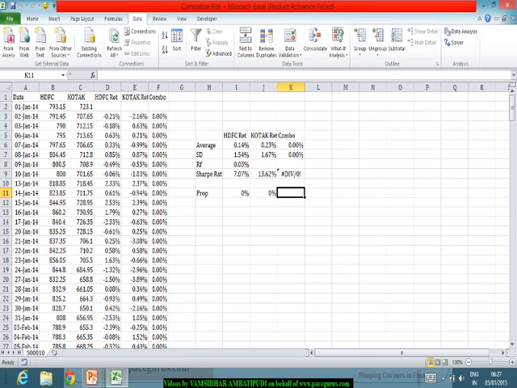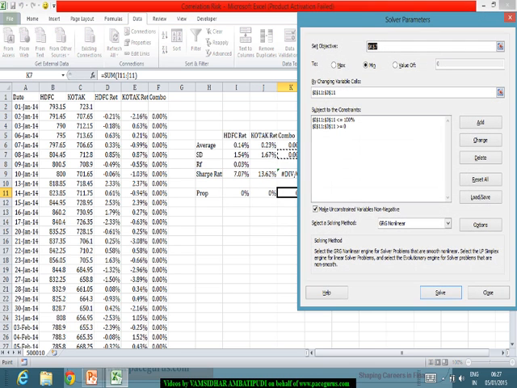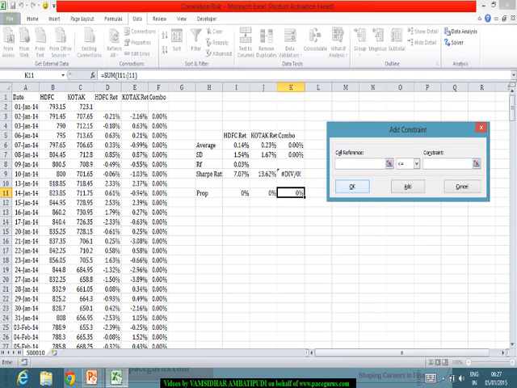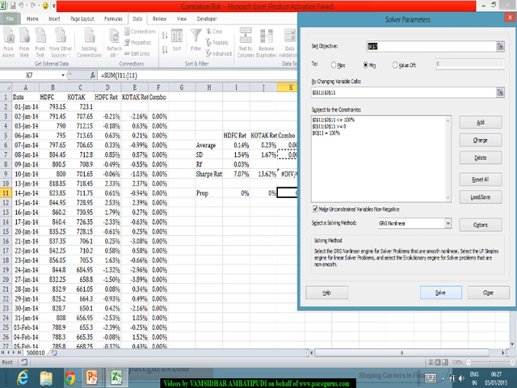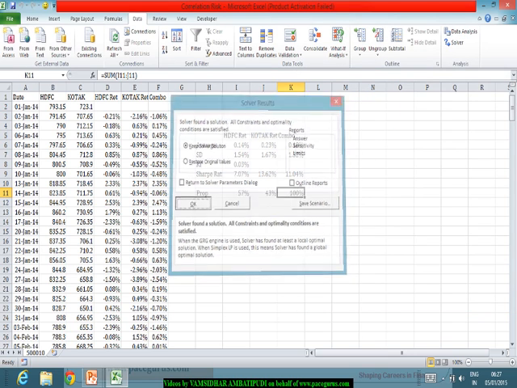I will also put up a requirement that the summation of these two should be equal to 100%, otherwise it could create a problem. So I will create one more constraint saying that this particular value should be equal to 100%. With these kinds of constraints, I am going to solve it.